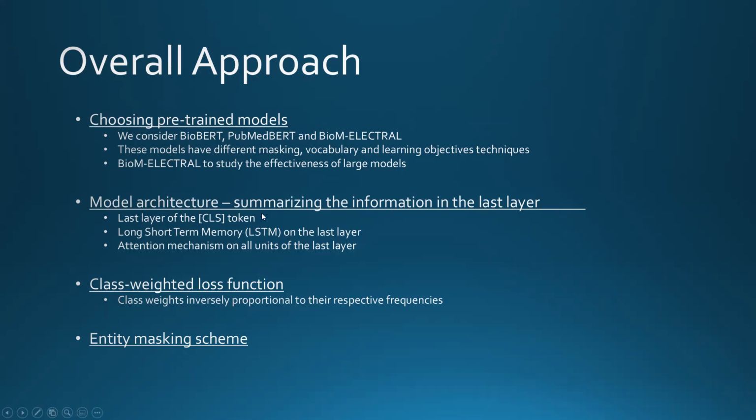We also investigated different model architectures to summarize the information in the last layer of a BERT model. We consider the last layer of the CLS token, an LSTM layer, and an attention layer at the top level. Another dimension we investigated is the class-weighted loss function to mitigate the class imbalance in the DrugProt corpus. Finally, we consider two different entity masking schemes to create diversity in the data representation.